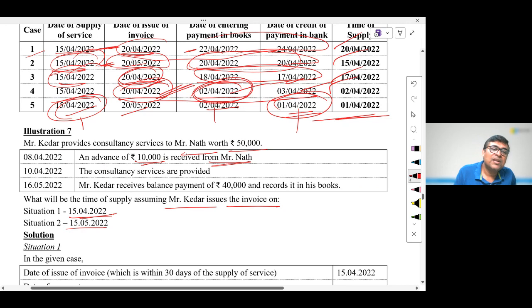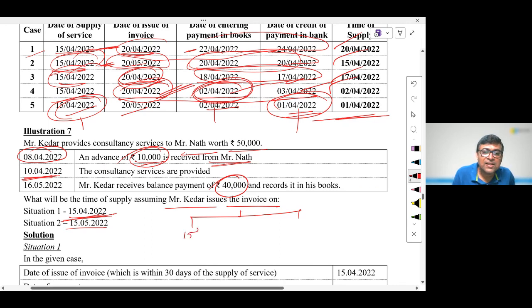Now, for this 10,000, in any circumstances, the time of supply would be 8th April 2022, because on payment basis it would be considered as time of supply. Regarding this 40,000, we are supposed to examine whether the invoice was issued within 30 days or not. If the service was provided on 10th April and the invoice was issued on 15th April, it is within the time. So in that situation, we have two dates.